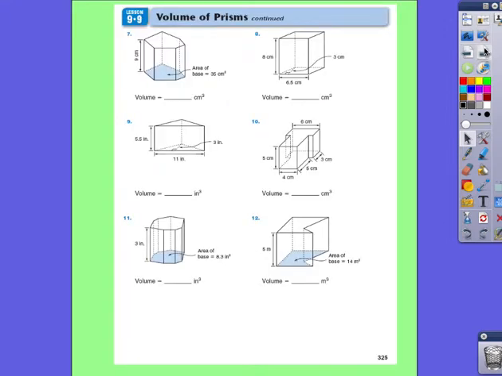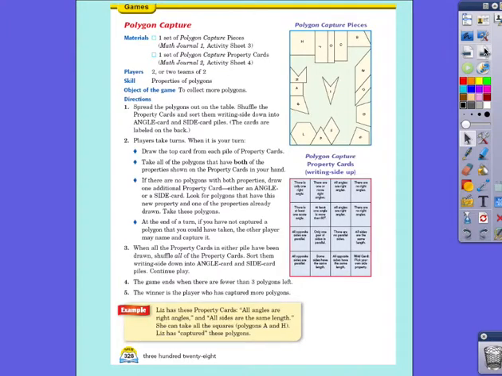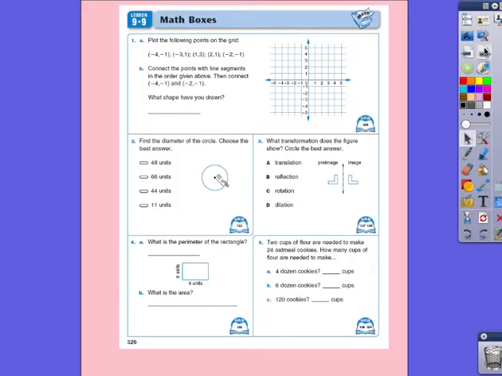Using that knowledge, you should be able to answer the rest of the questions on your math journal on page 325. Today you will also be playing polygon capture, taking a look at SRB page 328.